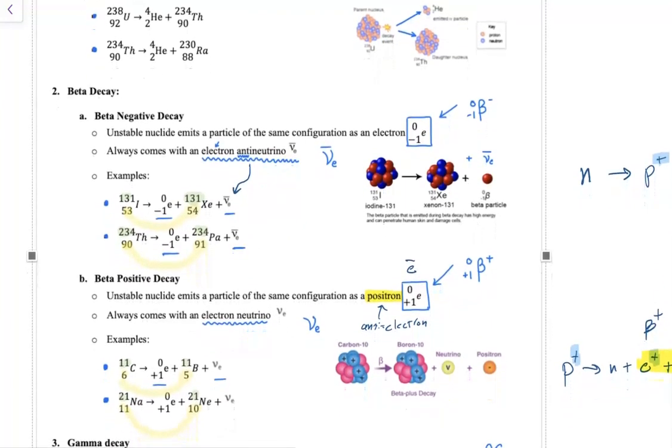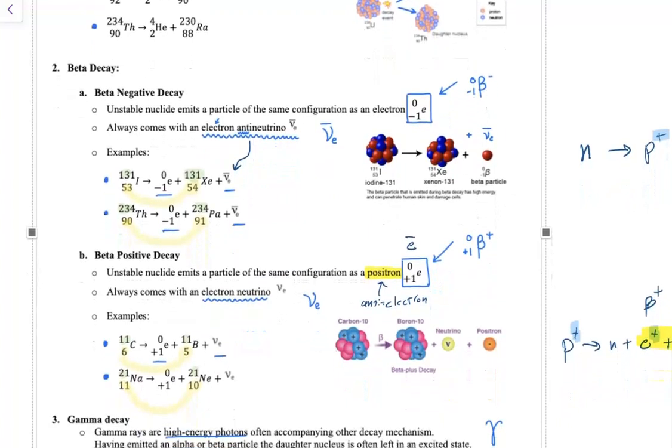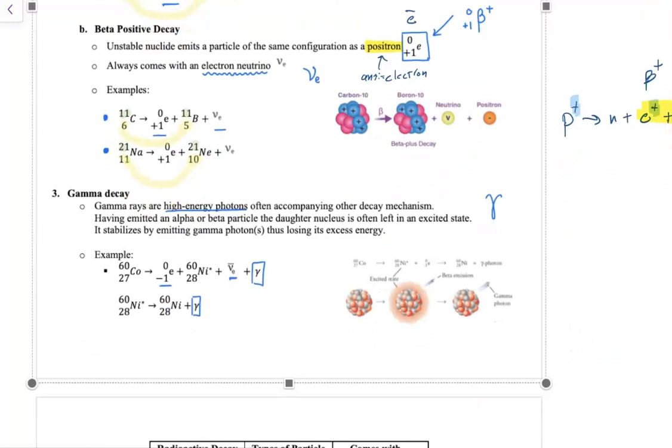The next decay was the beta decay, which either produced an electron and an antineutrino, or a positron and a neutrino, and this occurred due to proton-neutron imbalance, and therefore the nucleus was unstable. And gamma decay, which is just a release of a photon, a high energy photon.